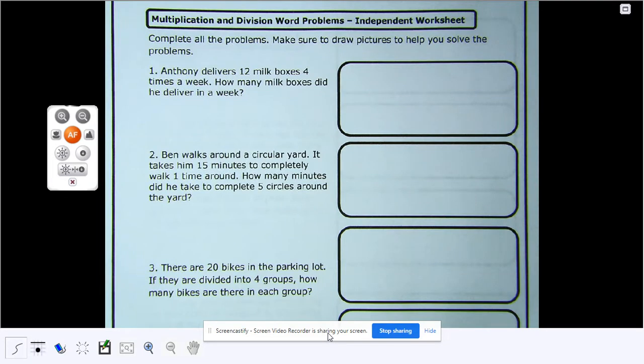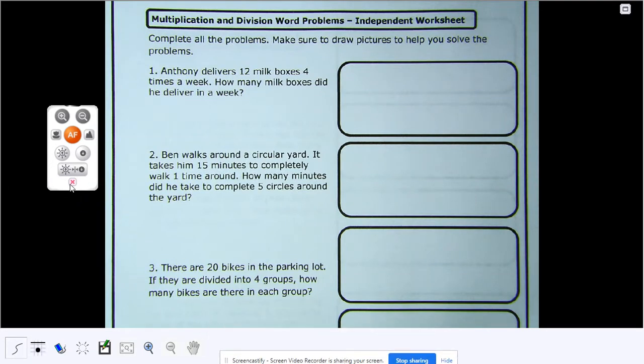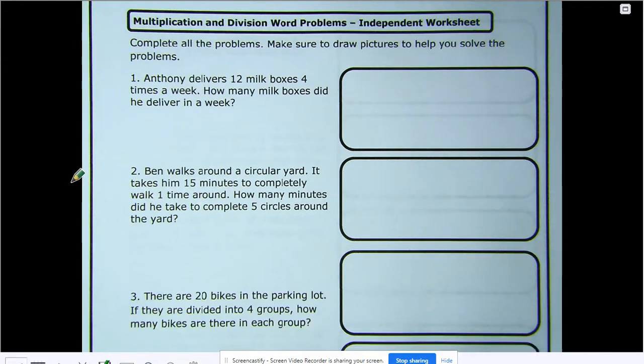We're going to be doing a quick review of multiplying and dividing word problems before we start throwing this particular concept and skill into scientific notation. So first, let's take a look at number 1, just so we can start to identify some key words and some key concepts with multiplying and dividing word problems again before we dive into scientific notation. So number 1, Anthony delivers 12 milk boxes 4 times a week.